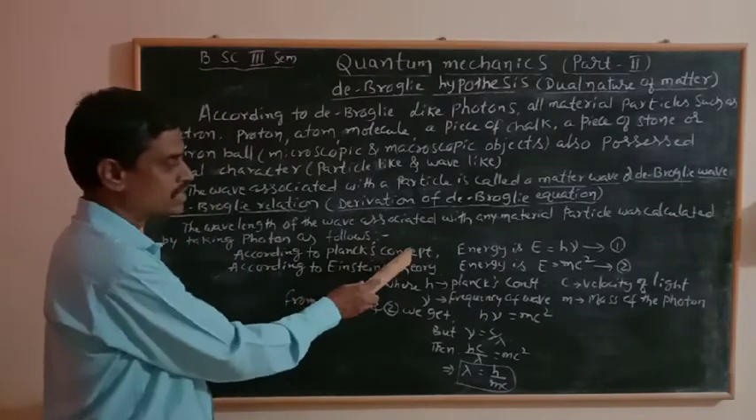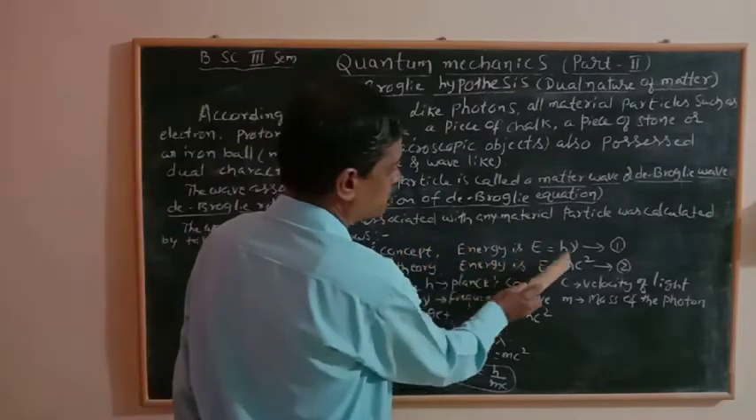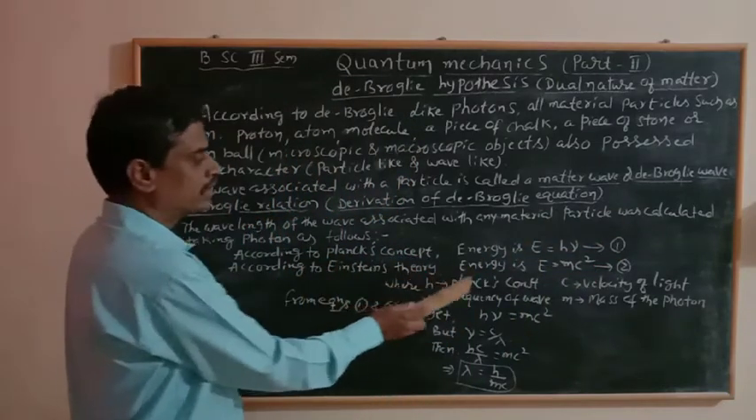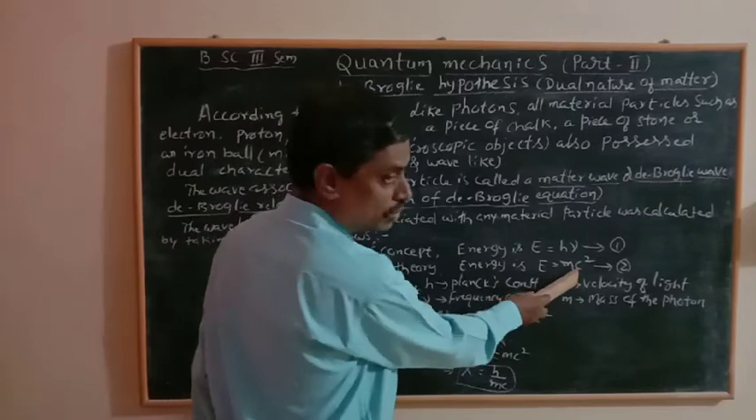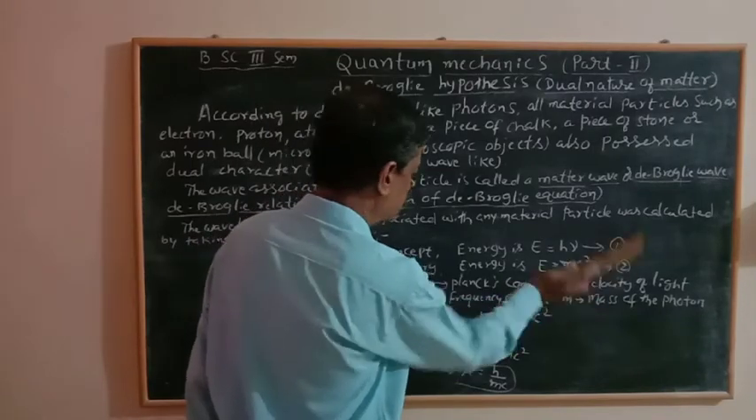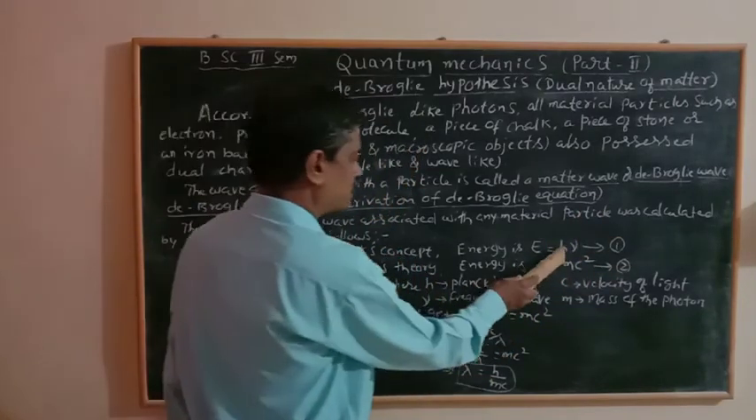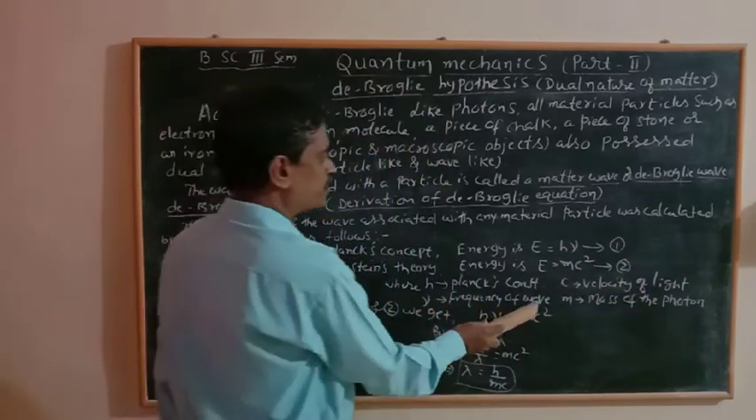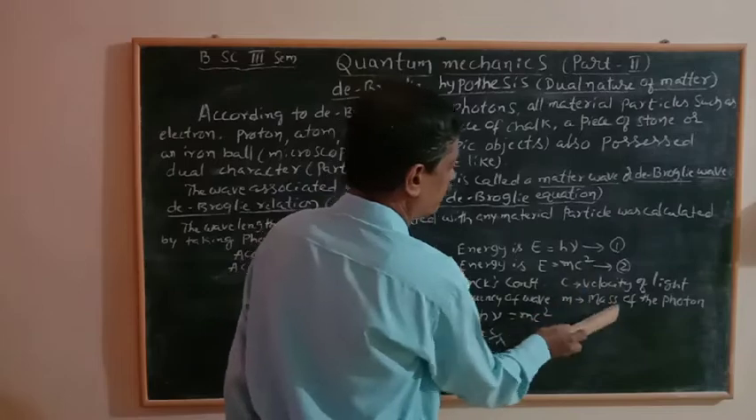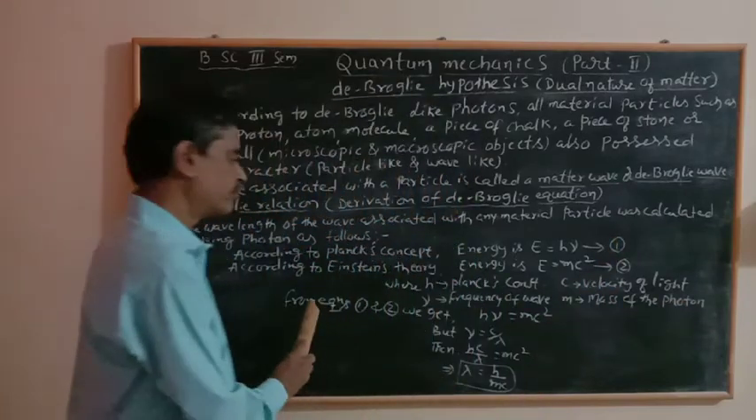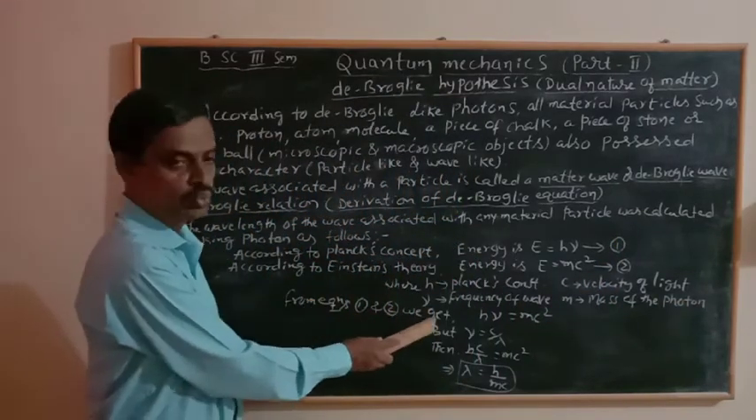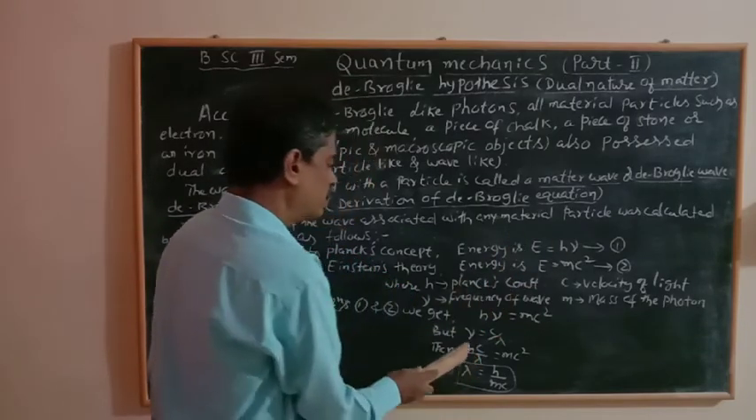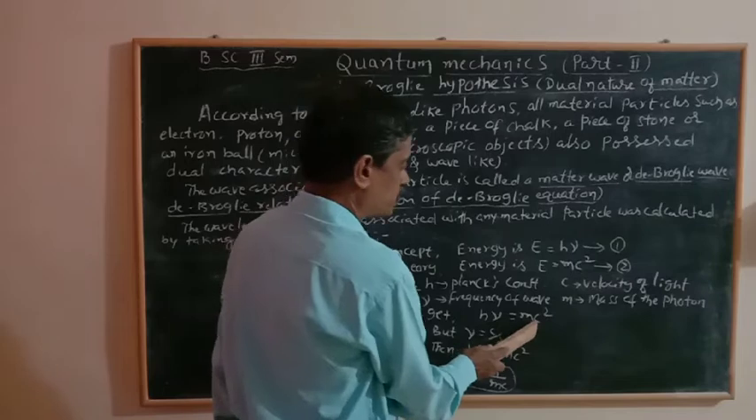According to Planck's concept, energy E is equal to h nu, equation number 1. According to Einstein's theory, energy E is equal to mc square, that well-known equation, equation number 2, where h is the Planck's constant, c is the velocity of light, nu is the frequency of the wave, and m is the mass of the photon. From equations 1 and 2, equating these two, both being in terms of energy, we get h nu is equal to mc square.